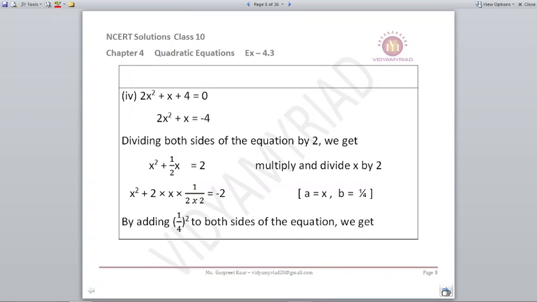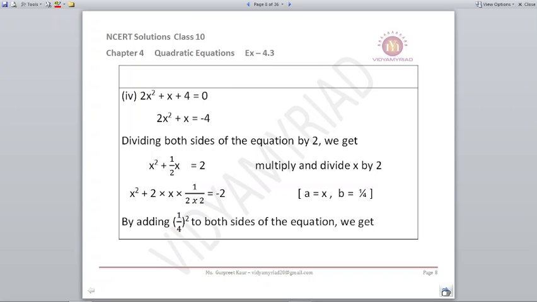Next, 2x square plus x plus 4 is equal to 0. So how will I write this? Let 4 be taken to the other hand side. So it becomes 2x square plus x is equal to minus 4. Now let me divide the whole equation by 2. It becomes x square plus 1 upon 2x is equal to minus 2.